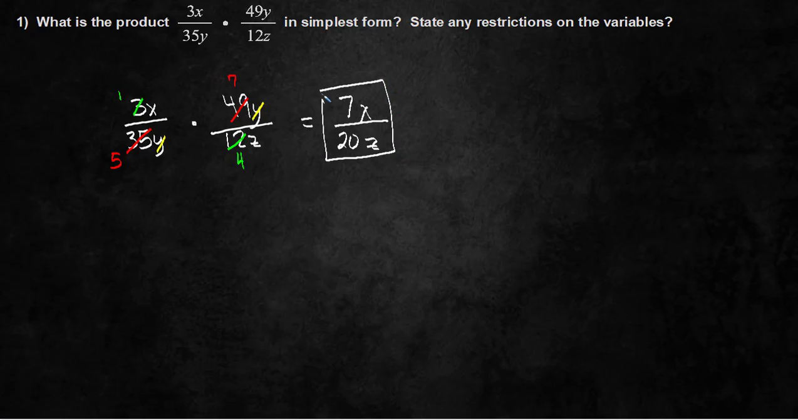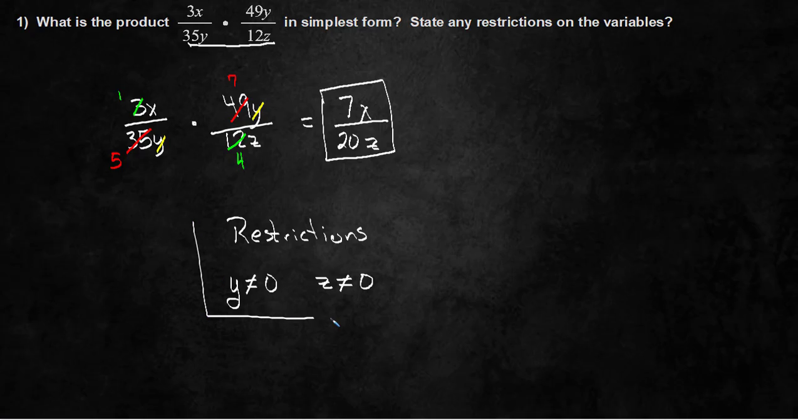The other part it asks for is the restrictions. Let's look at the restrictions. So again, what we can't have is a 0 in the denominator. So I look back up at the original problem. My variables that were in the denominator were y, which can't equal 0, and z can't equal 0. So those are my two restrictions in this problem.